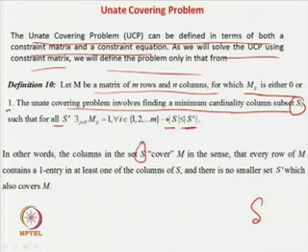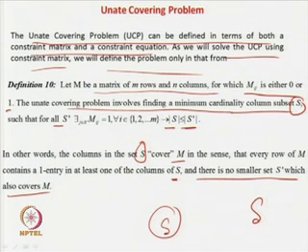The columns in the set S cover the matrix M in the sense that every row of M has a 1 in at least one of the columns in S, and there is no smaller subset S which also covers M. So what does that mean? You have to find a subset S of columns such that it covers M, in the sense that every row of M has an entry 1 in at least one of the columns in S.